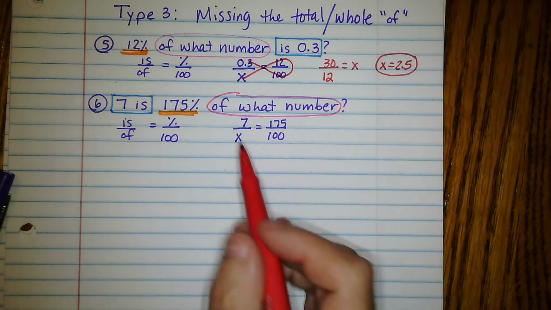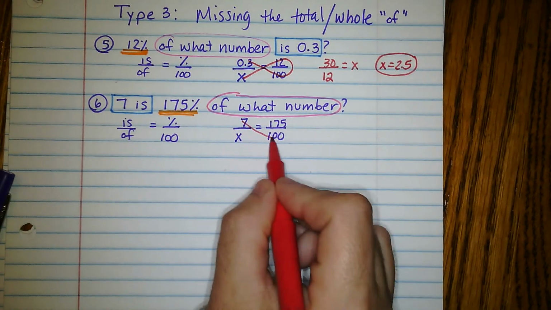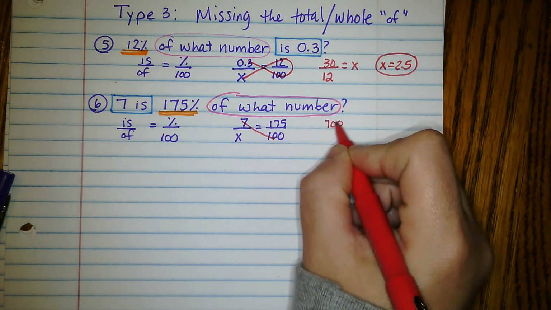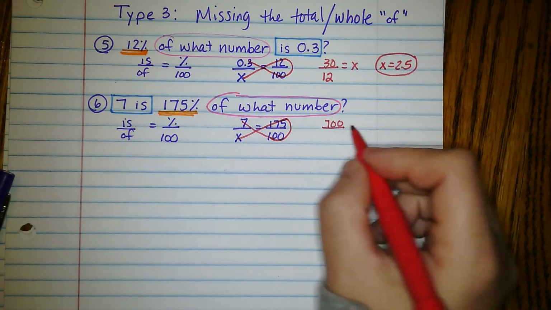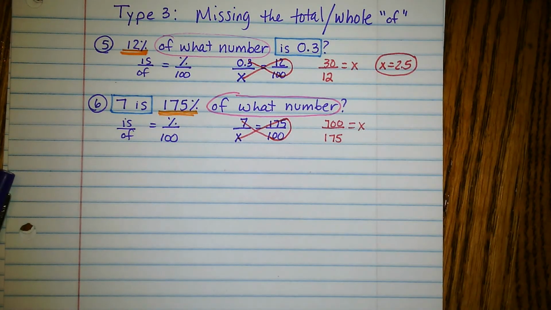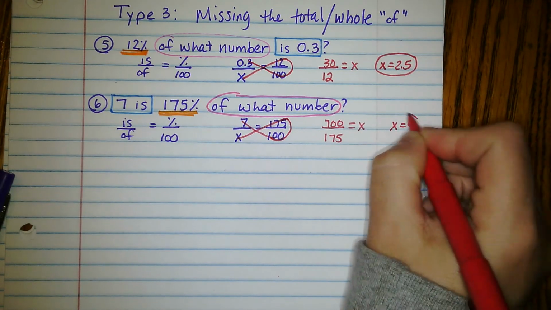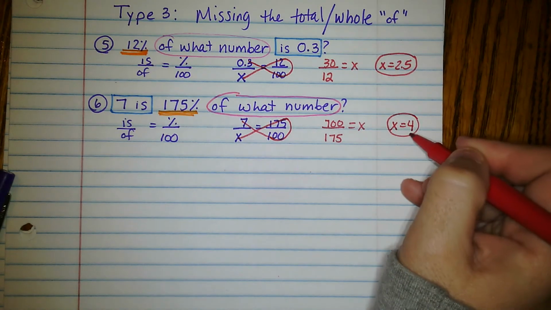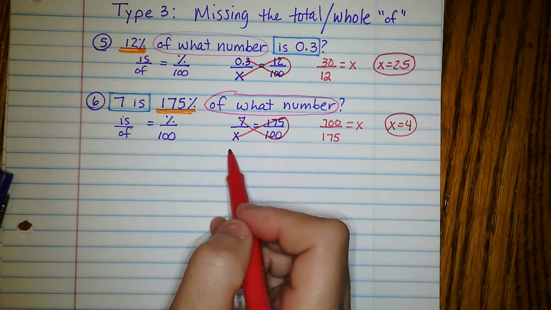In the second one, we're going to go on the diagonal. That's 7 times 100. That's 700. Divided by 175 to give us x. 700 divided by 175, I get 4. So 4 is the total. Now I know that's a little uncomfortable, but 4 is the total.